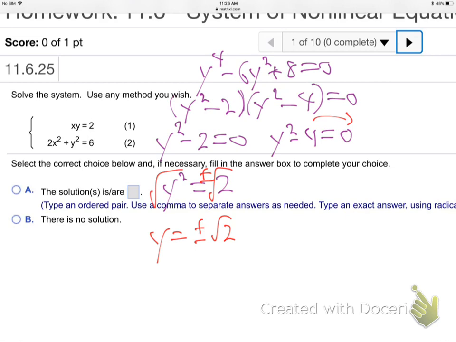Other side, jump the 4 over. So it becomes y squared is 4. And then roof on the house, up and down the ladder. Y is plus or minus regular 2. So there's our 4 answers.